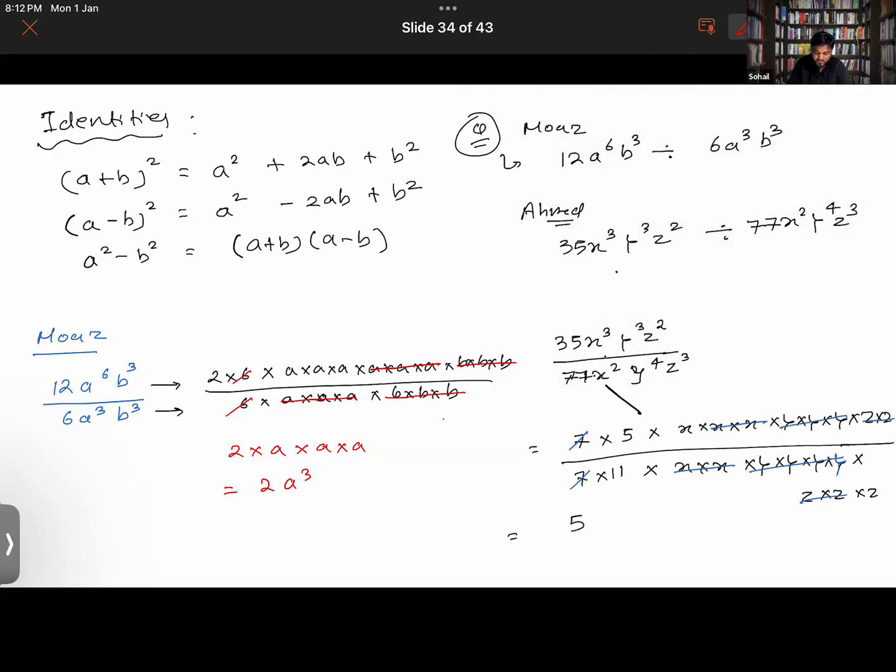What do we have left in the numerator now? 5 and x, right? And nothing else. Right, Moaz, Ahmed? So you will write 5x over here. Now in the denominator, you are left with 11 here, this y and this z. So this is basically 11yz. You guys got this or not? Yes, sir. Is that clear now? Yes, sir. Okay, so this is the manner you are required to proceed while solving such questions.